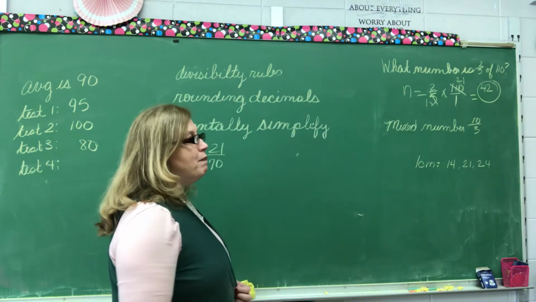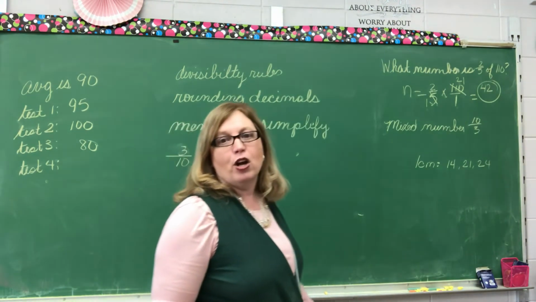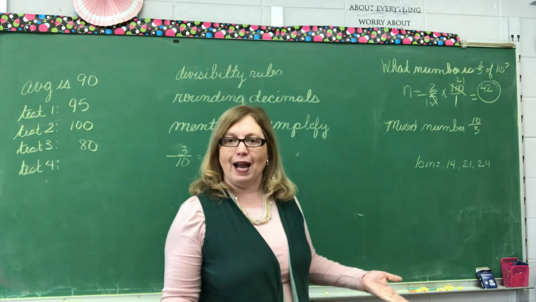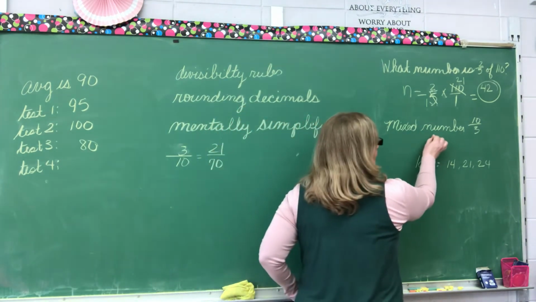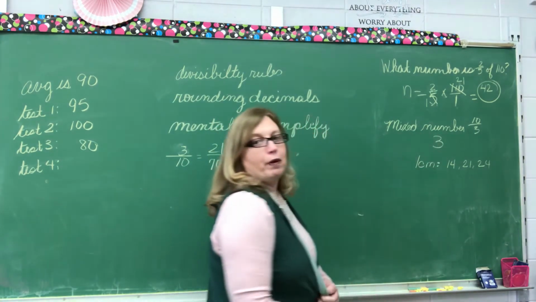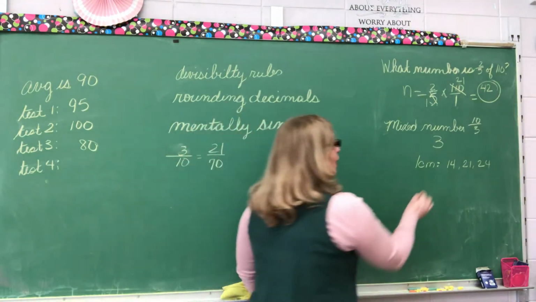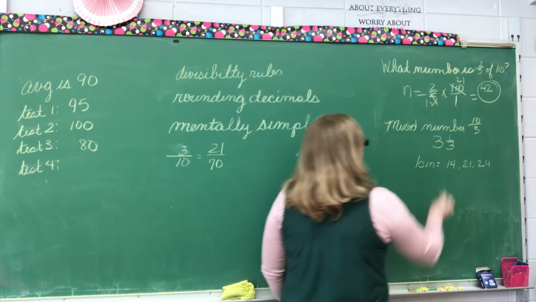I want you to write a mixed number. How do you write a mixed number? Divide the numerator by the denominator. Well, 3 goes into 10 3 times with a remainder of 1. Make your fraction 1/3. Okay?